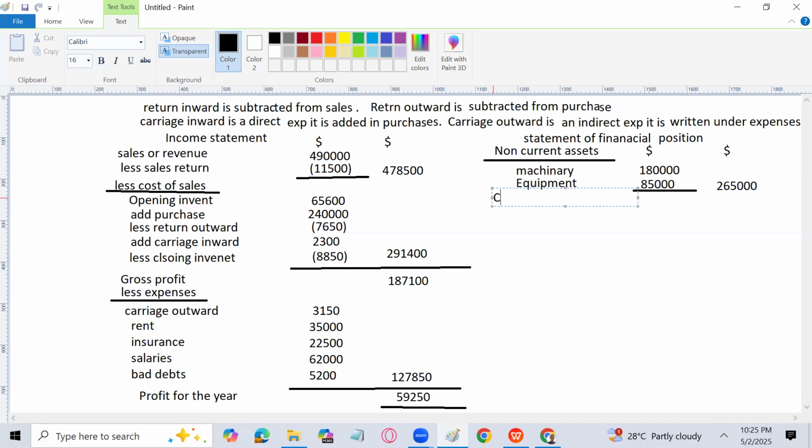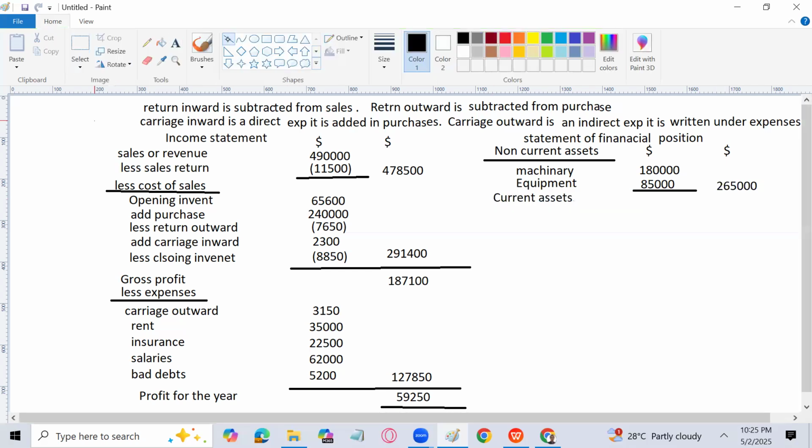After non-current assets, we need to write the current assets. Non-current assets are those assets which are not expected to be converted into cash within 1 year, which are used for more than 1 year, which are not for resale purpose: machinery, building, plant and machinery, equipment, motor vehicle. These are all non-current assets.